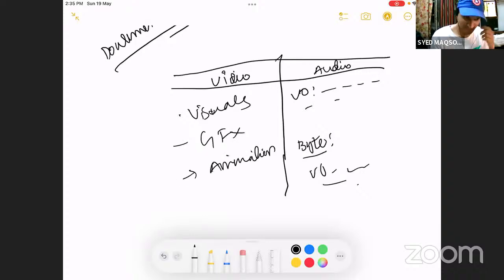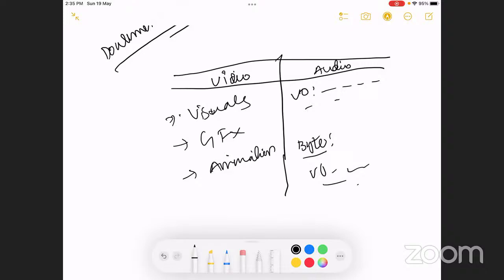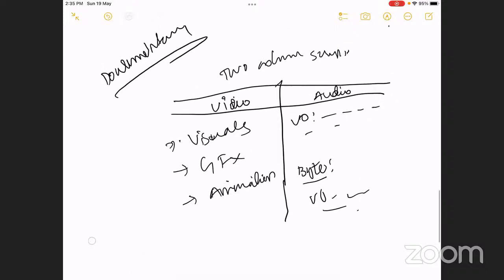Okay, you may use different types of video. So this is a two column script, or double column script format. This is used for non-fictional stories. Okay, these are the two types of script writing.